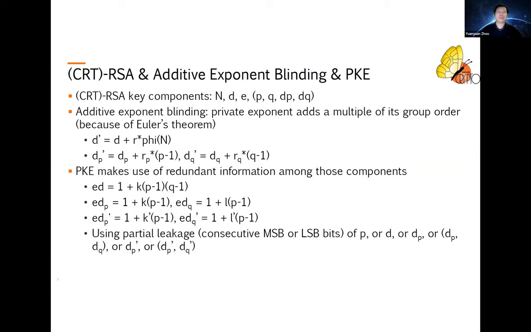And pay attention to this RP and RQ. These are the two random blinding factors we will need in the next slides. And in general, PKE makes use of the redundant information among these different components. And also here, please pay attention to the K constant. We call this K or L or K prime and L prime. Basically, the PKEs use partial leakage, either consecutive MSB or LSB bits of the key components like P or D or DP prime, DQ prime. That's what we will use in this work.